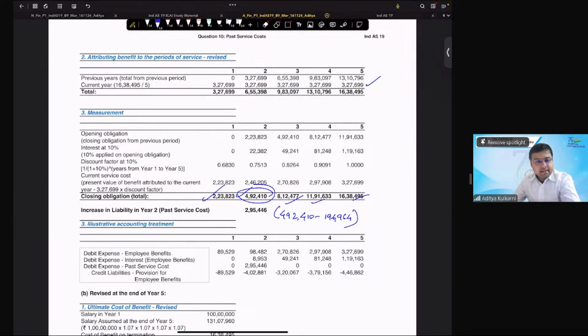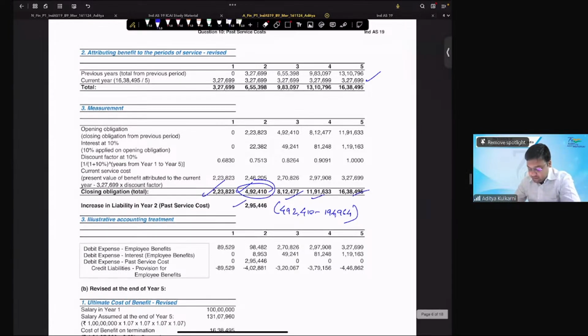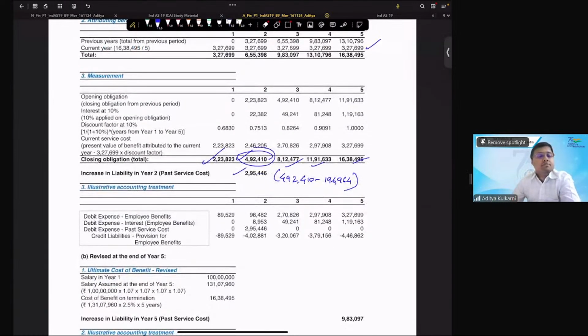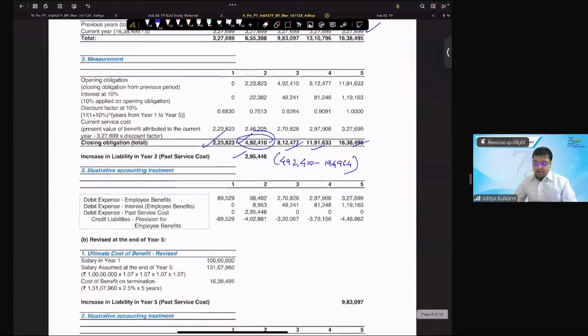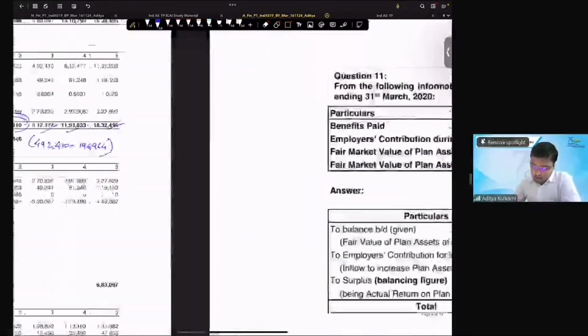This increase of 2,95,000, where shall it go? Debit to P&L. Are we able to understand? Yes, sir. So this is within my control as the entity. So I have to take the responsibility and shift it to the P&L. Okay, so that is the first thing. Next.